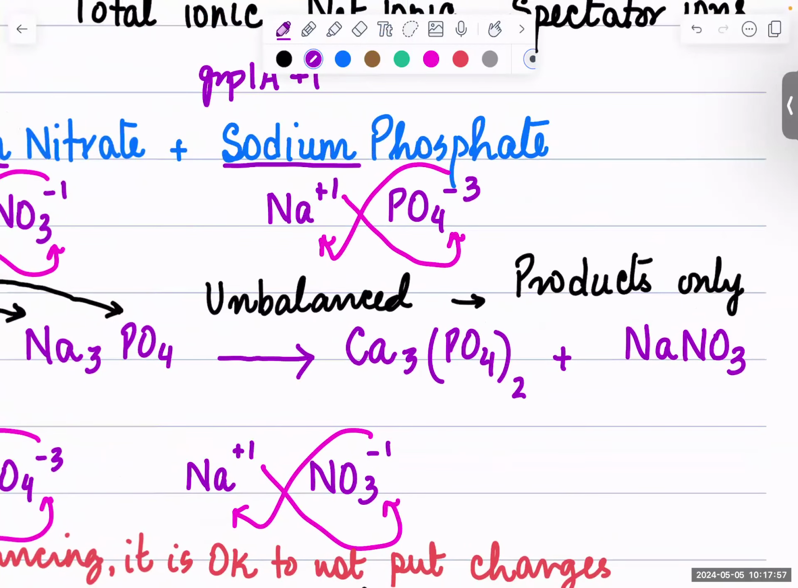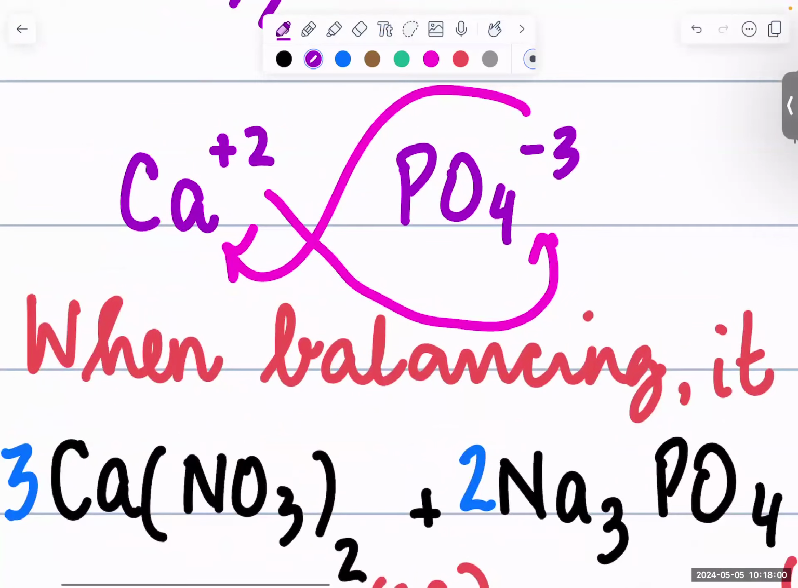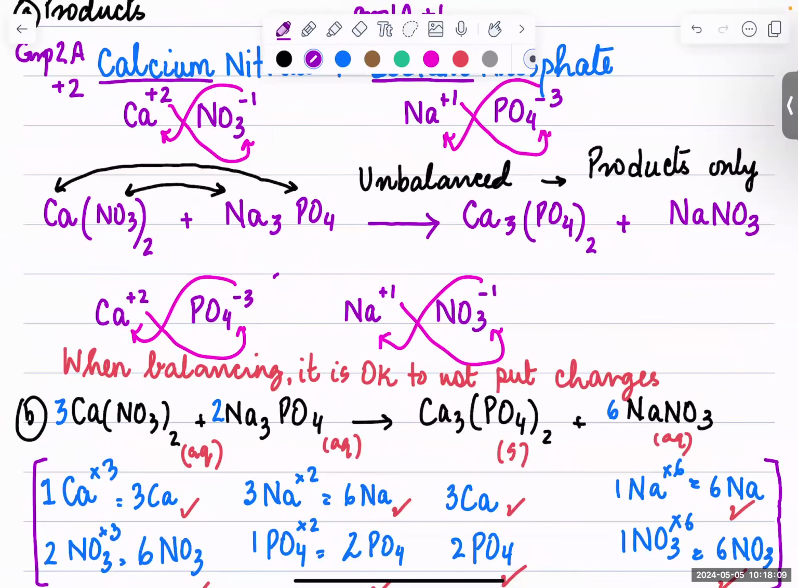How do you write the right formula? Calcium is +2 charge, phosphate is -3 charge. Just crisscross, because 2 is more than 1, therefore phosphate goes in brackets. You put it like this, okay? PO4 -2. Like that, okay? And then comes the sodium nitrate.